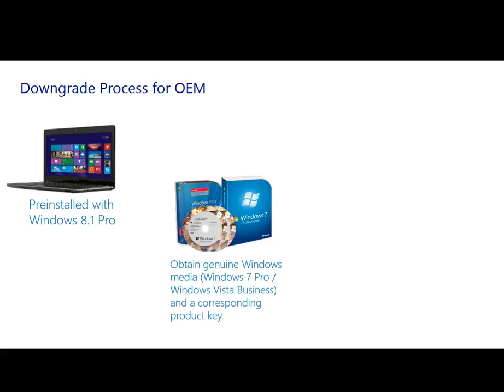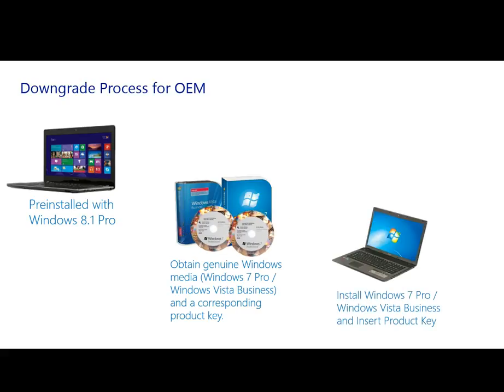The next question is, which product key do I have to use? Well, you need to use the Windows 7 product key or the Vista Business product key, not the Windows 8.1 product key, because it will not match. The reason why I'm saying this is because there's a lot of confusion. Some customers would downgrade to Windows 7, but they would use the product key of 8.1. It's not going to work. It should match. So if I downgrade my machine to Windows 7, I need to use the Windows 7 product key, not the 8.1.